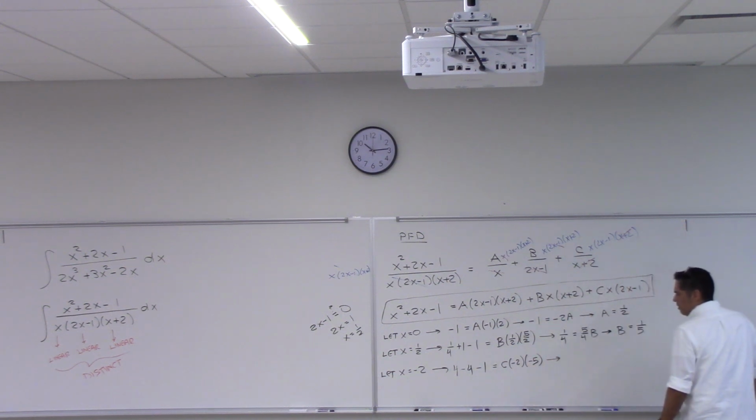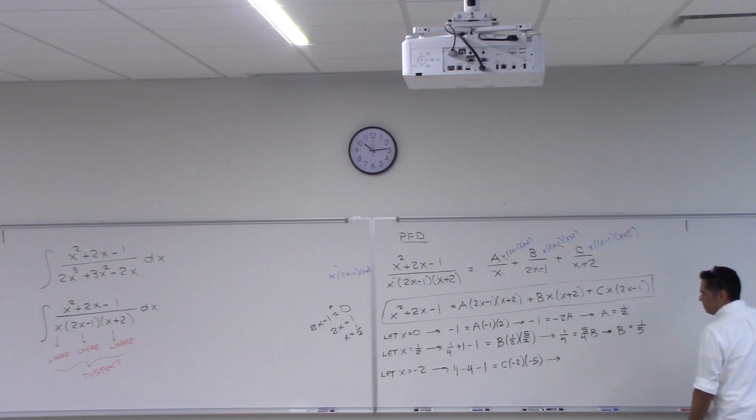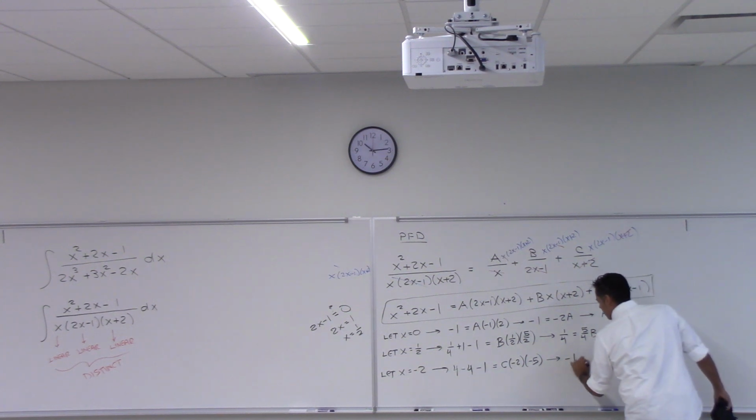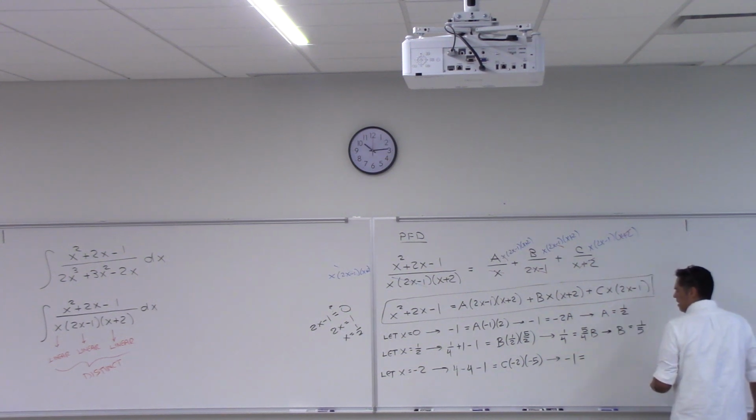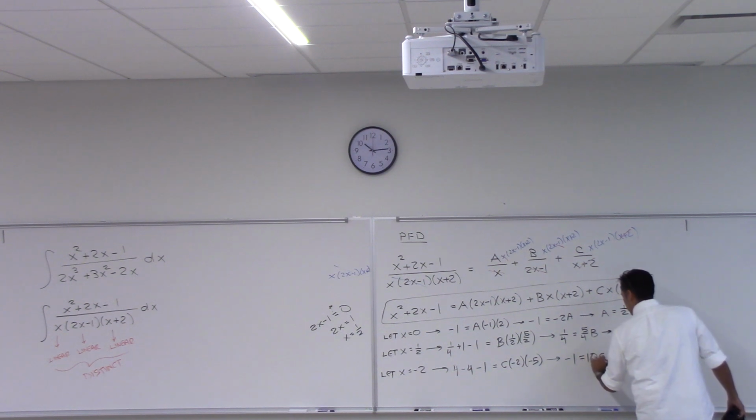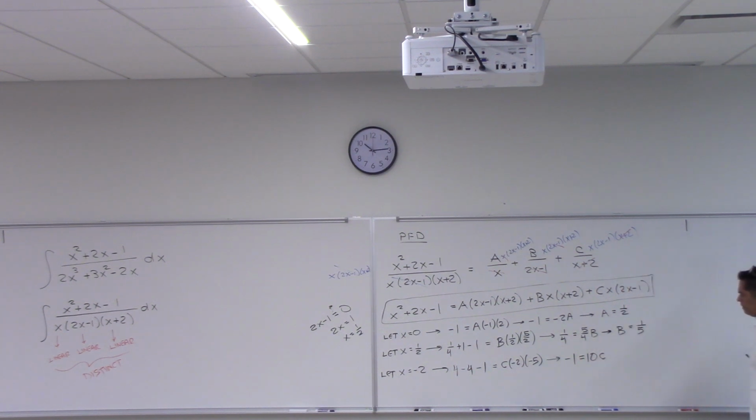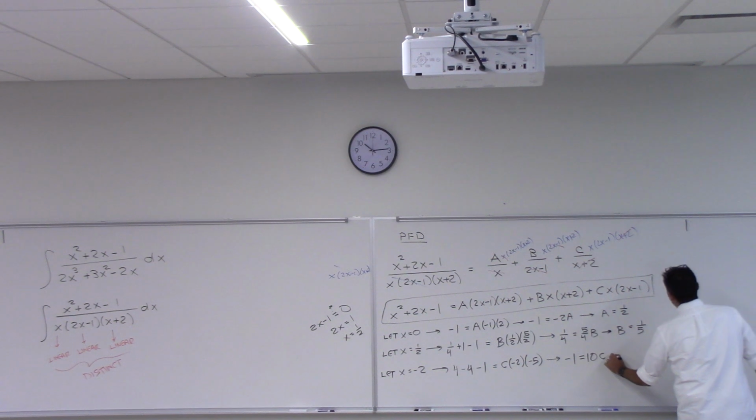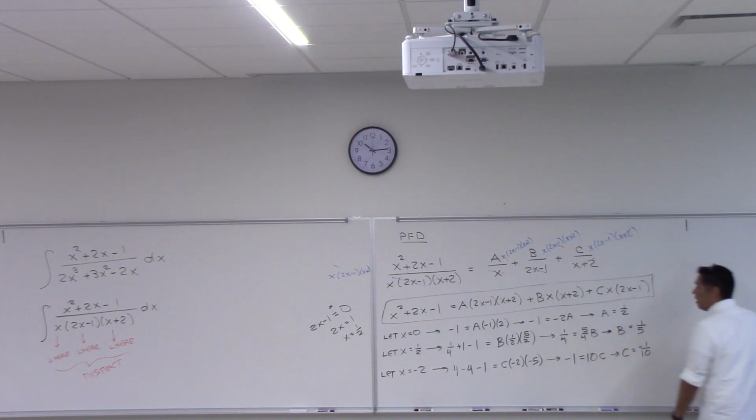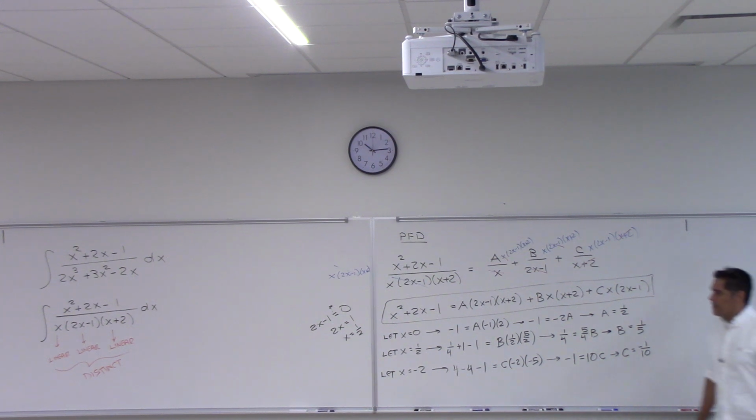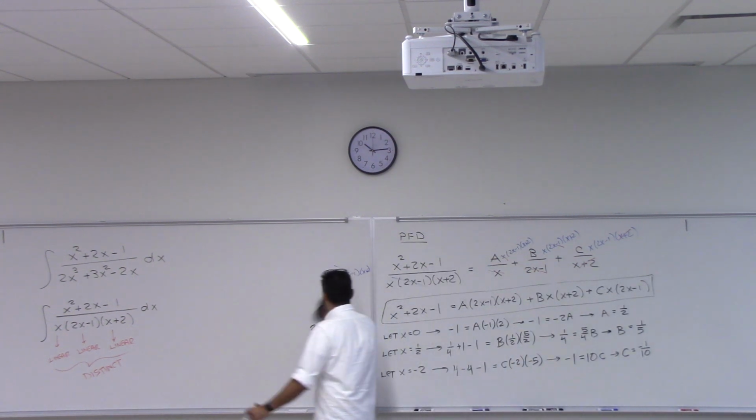What's the left side of that equation? Negative 1 equals, okay, positive 10C. And that means C is negative 1/10. There we go. All right, we're in business.